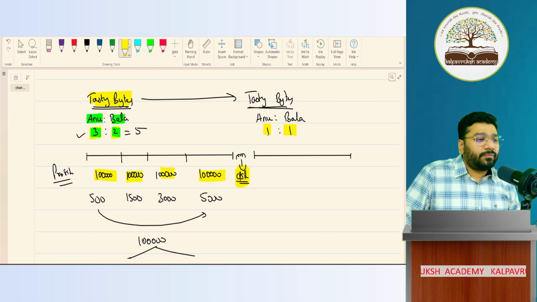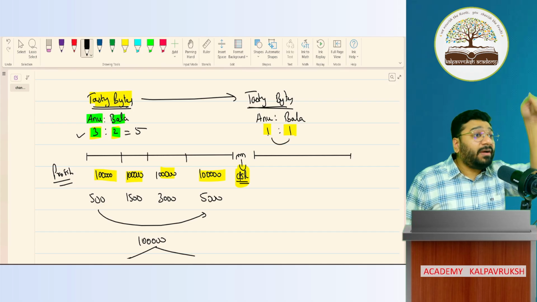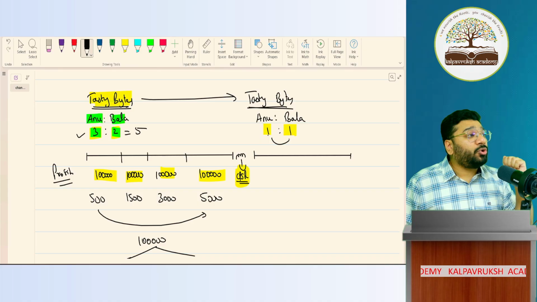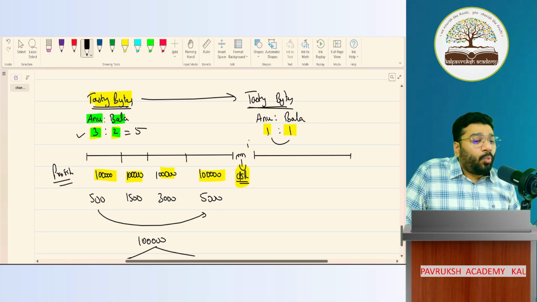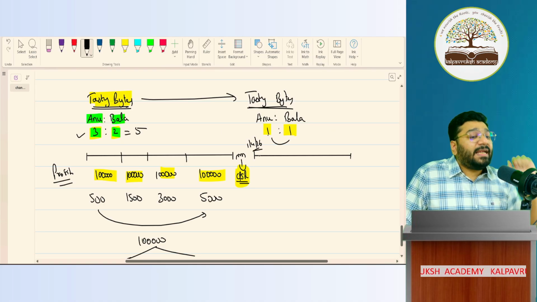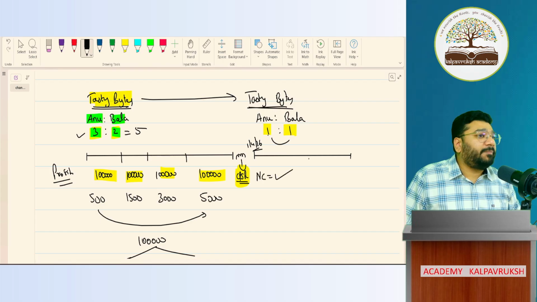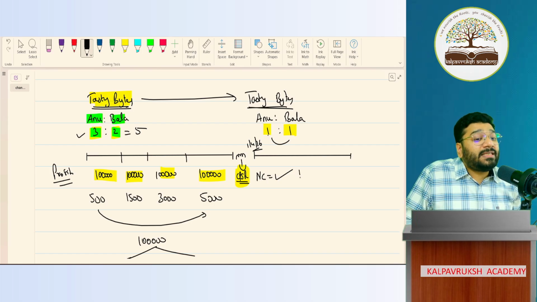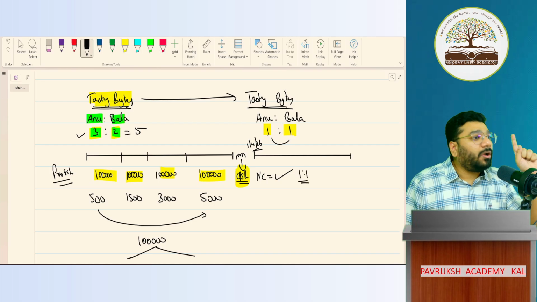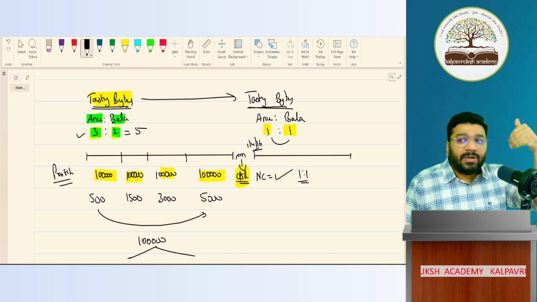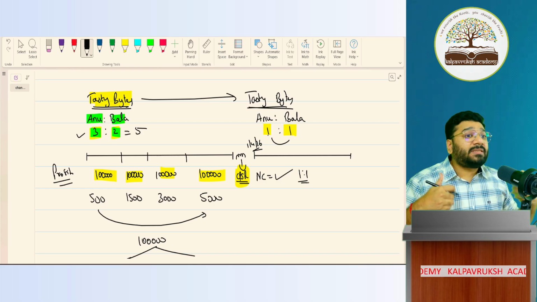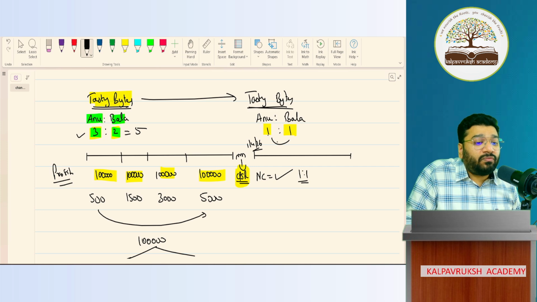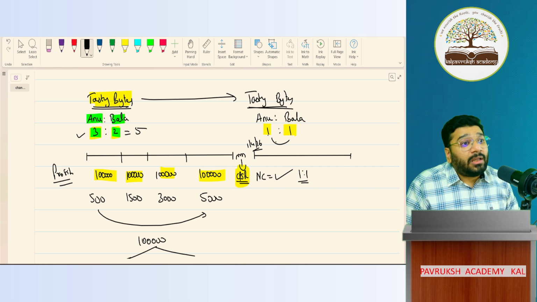But my question to all of you, Anu and Bala's new hardworking ratio is applicable from what date? It's applicable from 1 April 26, 1/4/26 onwards. From this date onwards, whatever new customers you bring in, that is hard work in what ratio? 1:1. Yes or no? From 1 April 26 onwards, if new customers are coming inside the business, in what hardworking ratio? 1:1. What about the old customers?